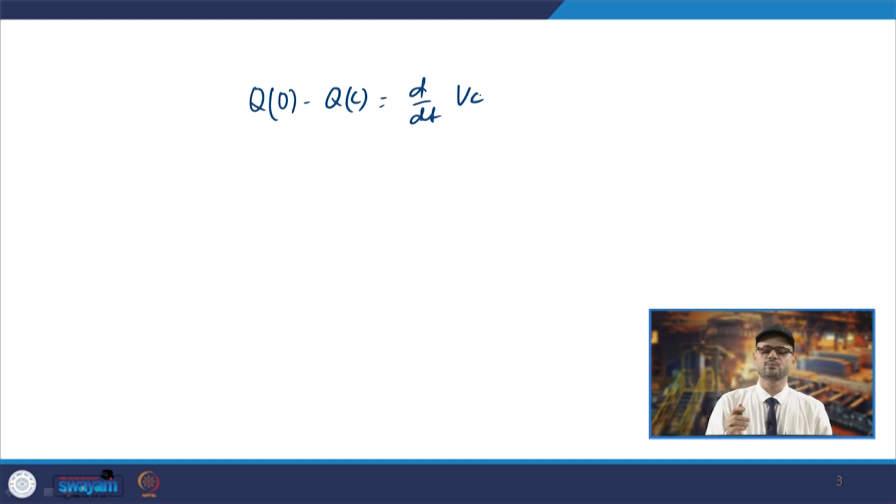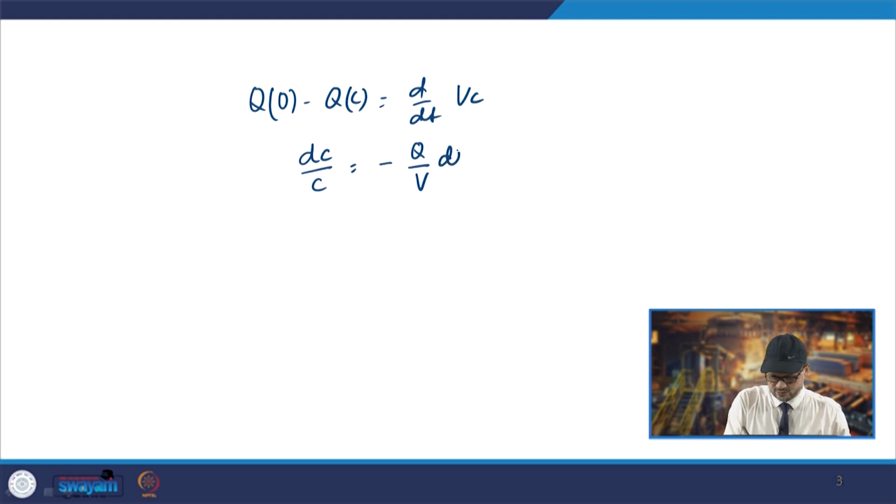From here you get dc upon c equal to minus q by V dt. So on this side you have dc upon c, and minus q by V dt goes to the other side. You can integrate it by applying certain boundary conditions.